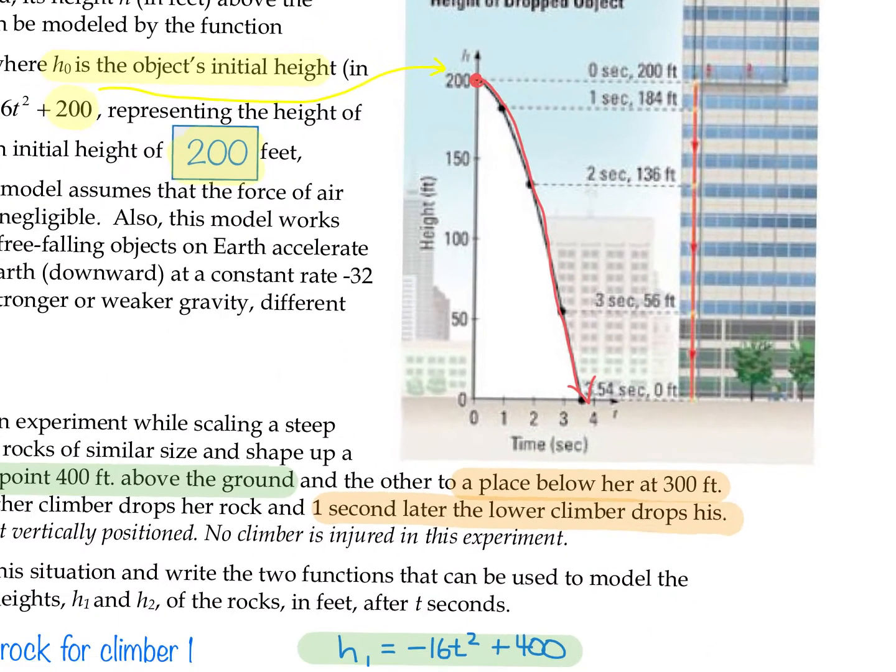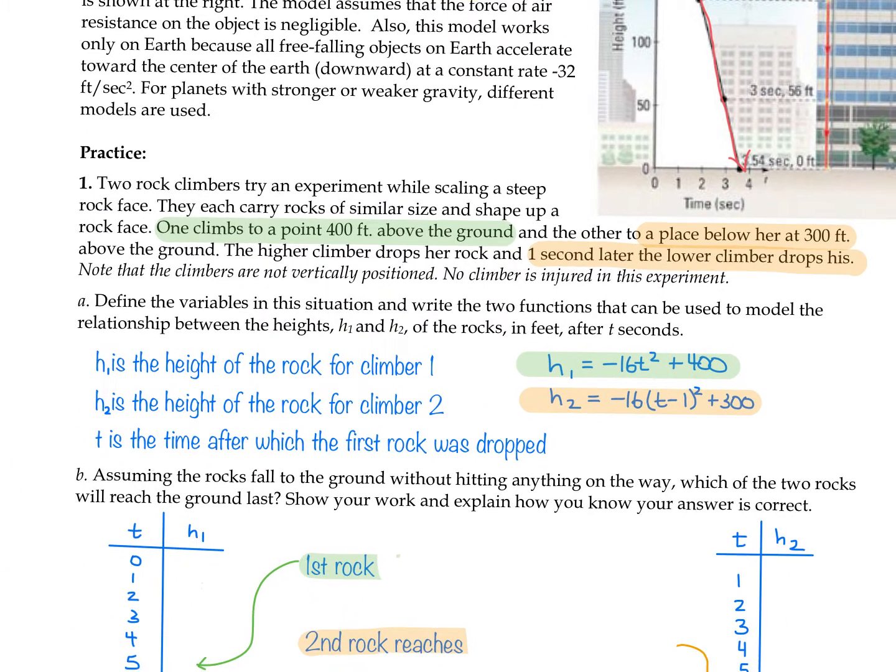All right, continuing on, it says 2 rock climbers try an experiment while scaling a steep rock face. They each carry rocks of similar size and shape up a rock face. One climbs to a point of 400 feet above the ground. So that's going to be important. The other to a place below her at 300 feet above the ground. So one's at 400 feet, one's at 300 feet. The higher climber drops a rock, and 1 second later, the lower climber drops his. Note that the climbers are not vertically positioned, so no climber is injured in this experiment.